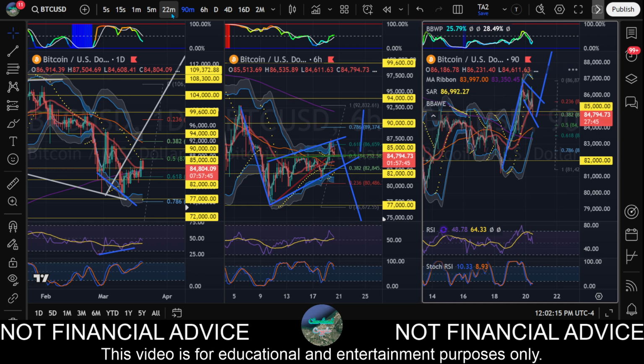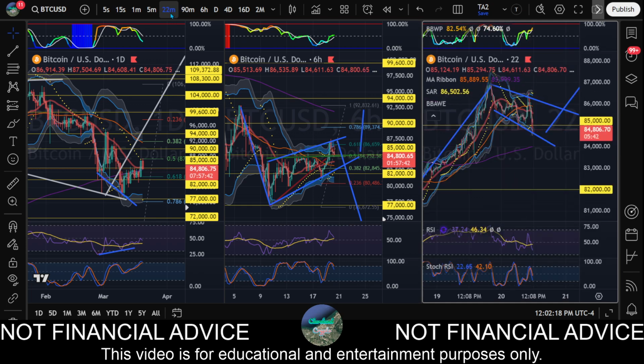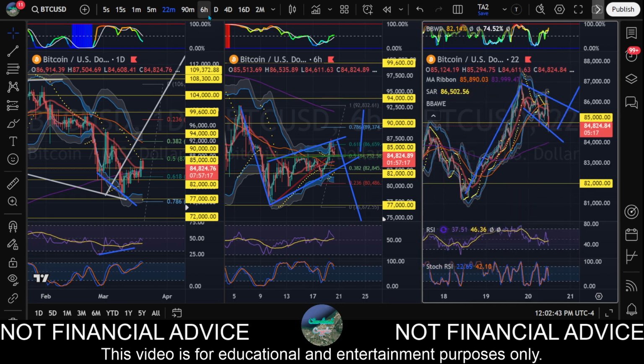Let's go look at the 22 one more time. There's a little bit of a bullish div here on the 22 too. Same one as the 5 minute chart. Slightly higher lows, maybe flat lows here on RSI, and lower lows on price. So looks like 85 may hold today. Then we want to see this bull flag break out up to 90.